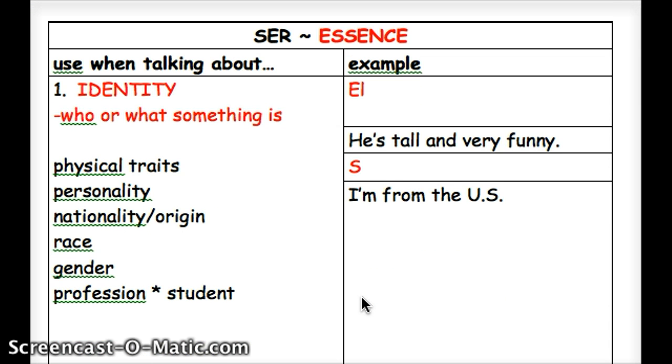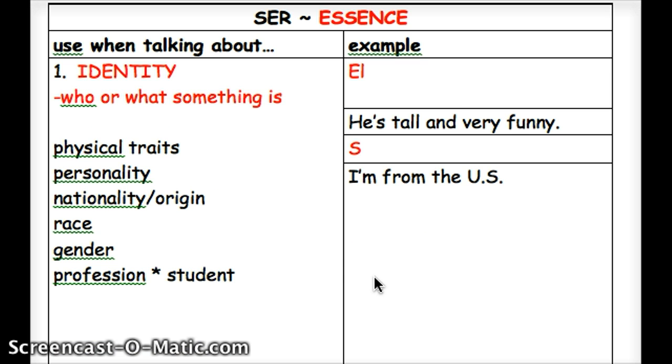So we're going to look at the reasons why you would use a form of ser to say am, is, are, etc. The verb ser comes from the same Latin word that we get the English word essence from. So if you think of the word essence, what is it that makes something or someone what they are? And that really helps understand the first reason for using a form of ser to say am, is, or are: when you're talking about identity. Who or what something is.